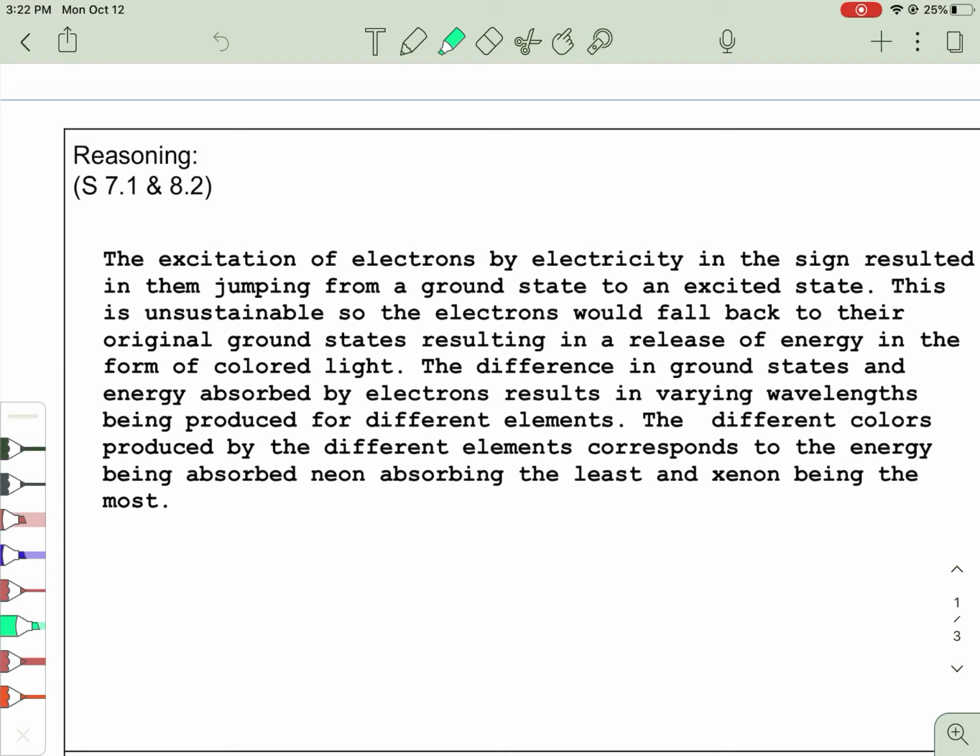xenon absorbing the most. So I was looking for just the basis of understanding that when electrons get excited, they move, and when they fall back down, things like that. And then explaining that neon would have the least amount of energy, moving the least distance, and xenon would have more out of the three because it is blue. Krypton, of course, is white light, so that one is a bit different in regards to the fact that it is the reflection of all light. If you have questions, please let me know.